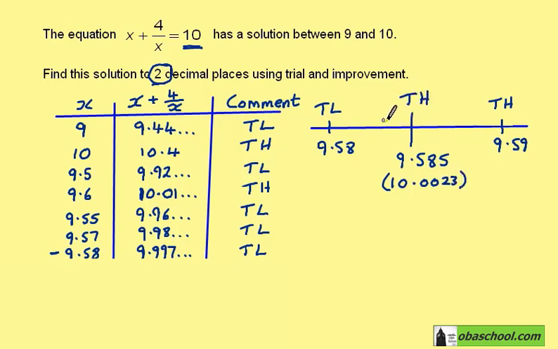So this is too high, meaning the answer is in this region here, which is closer to 9.58. So to 2 decimal places, our answer is 9.58.